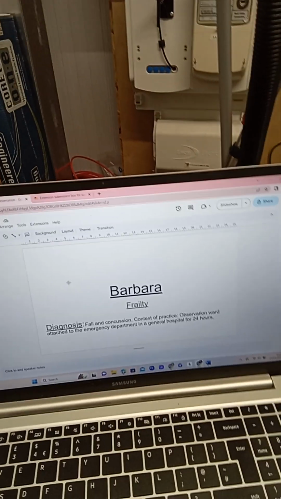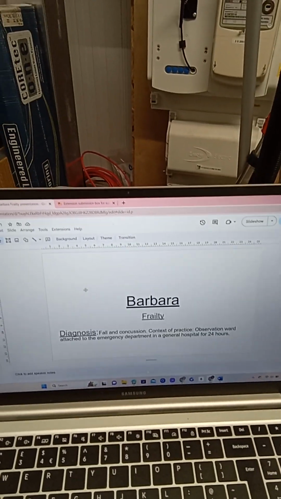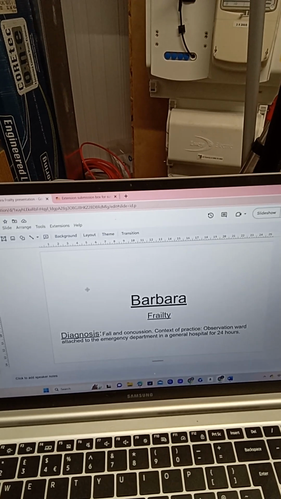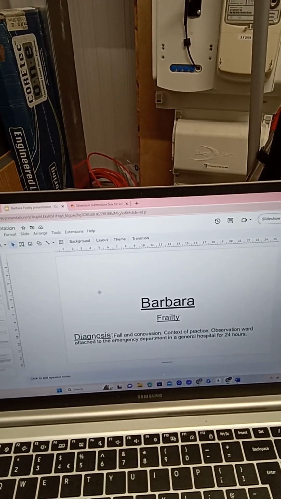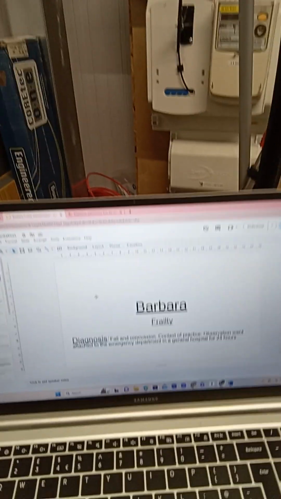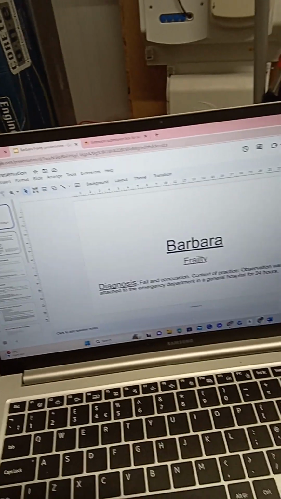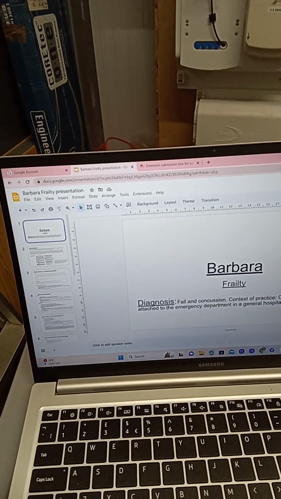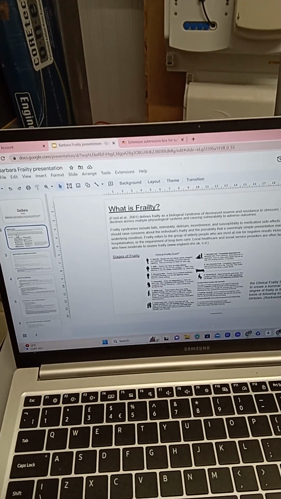She was then put into hospital and then put on the observational ward for 24 hours observation and advised to stay overnight for the night. So if I click on to the next slide.